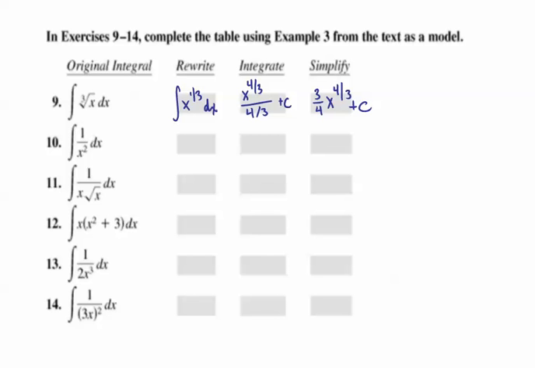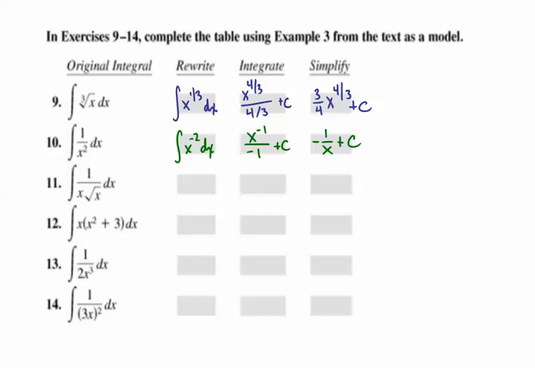With the second example, we will rewrite that as x to the -2nd power dx. We're going to increase, we'll get x to the -1st divided by -1, of course, plus c, which is the same as -1 over x plus c.